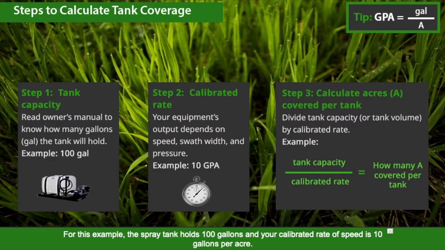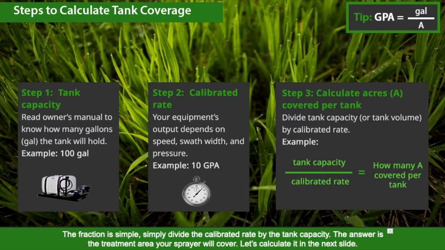For this example, the spray tank holds 100 gallons and your calibrated rate of speed is 10 gallons per acre. The fraction is simple. Simply divide the calibrated rate by the tank capacity. The answer is the treatment area your sprayer will cover. Let's calculate it in the next slide.